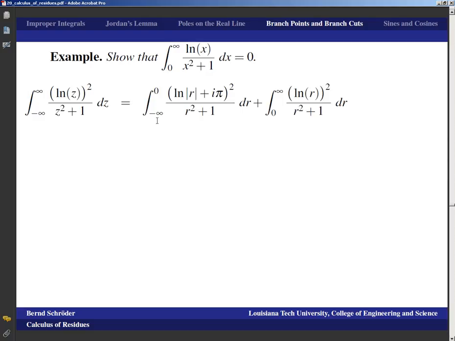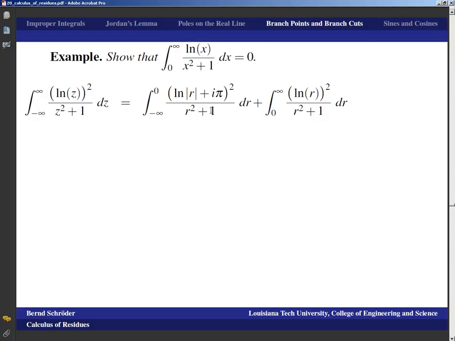And of course, that'll be the integral from negative infinity to 0 of (ln of the radius plus iπ) squared, right? Because these numbers here are all of the form r e to the iπ, and the logarithm will be ln r, and I just stuck the absolute value in there for good measure, plus iπ. And the square of those numbers, of course, well, a negative number squared gives us the positive number back, so we just get r squared plus 1 in the denominator.